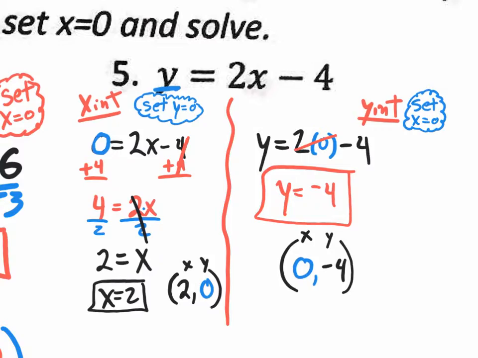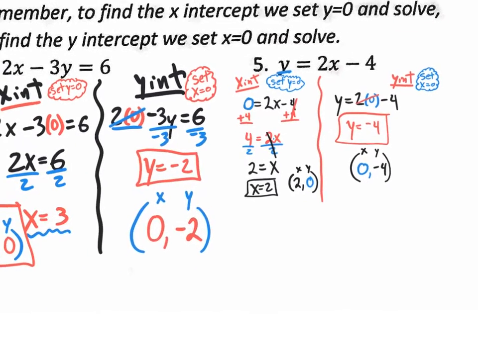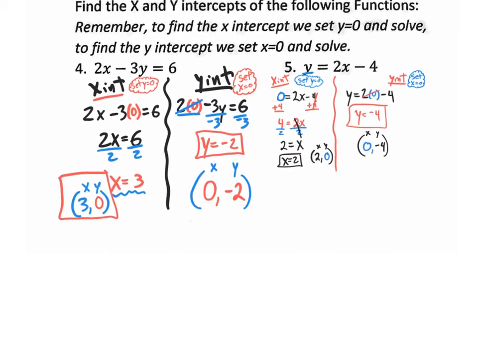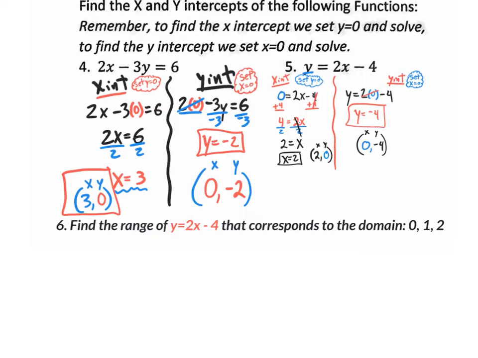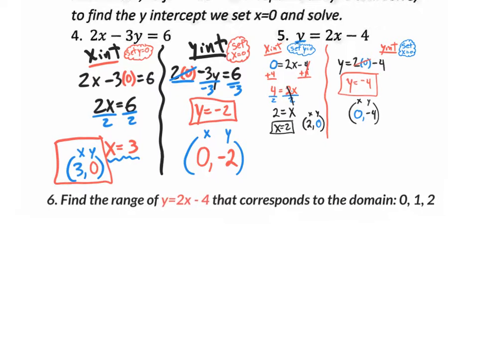Let's do one more final exercise here to be best prepared for the next section, graphing exponential growth functions. So let's actually put a number 6 on this class opener. So here is number 6, which is actually a continuation of number 5. I took the same equation, y equals 2x minus 4, and I want you to find the range of y equals 2x minus 4 that corresponds to the domain 0, 1, and 2.